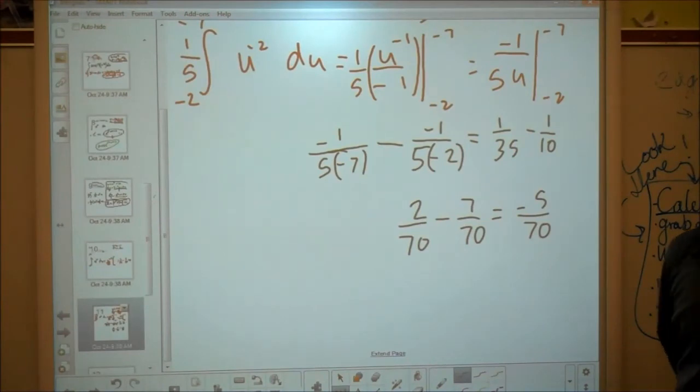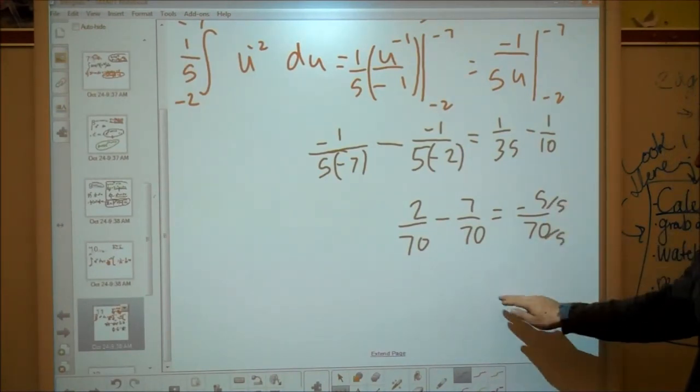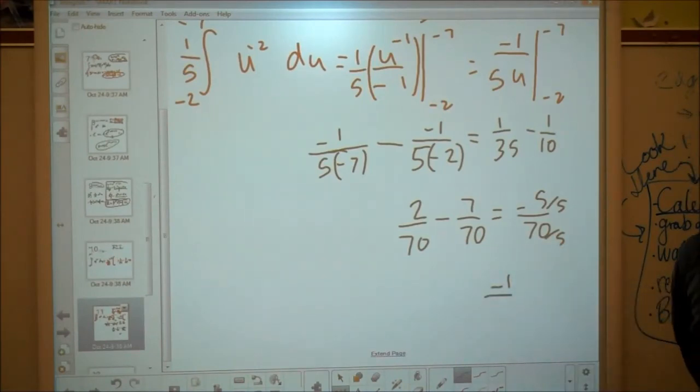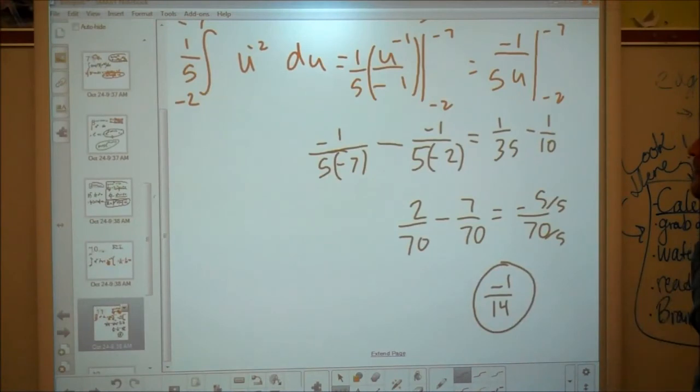Alright, we should probably simplify that down too. Okay, so let's see what we get when we divide top and bottom by 5. I get a negative 1 on top. What about on the bottom? Looks like it's probably 14. So there we go.